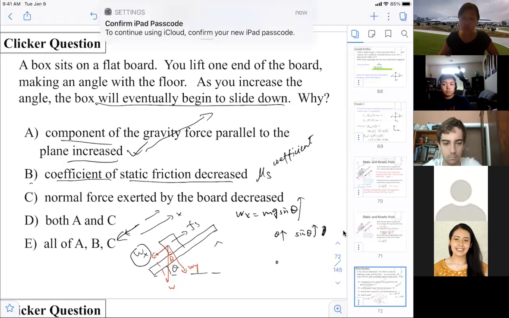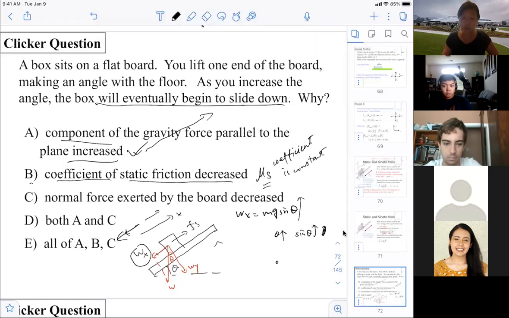So if I didn't change the surface, I should not have changed the coefficient. The coefficient is a constant and is an intrinsic property of your surface. So that would not change. Same for mu of K, that doesn't change. Most of our problems, we do not change the surface, so you should not have changed mu of S or mu of K. Okay, so this statement in itself is wrong. Okay, the third one, normal force decreased.